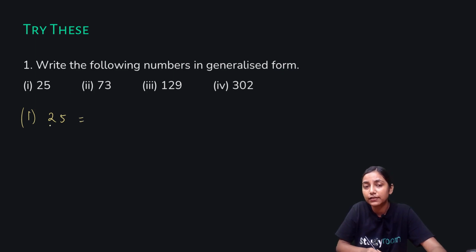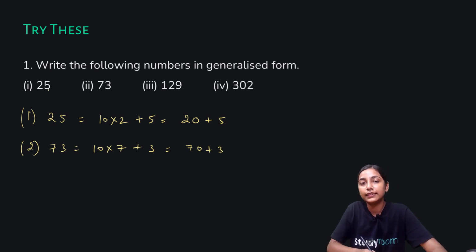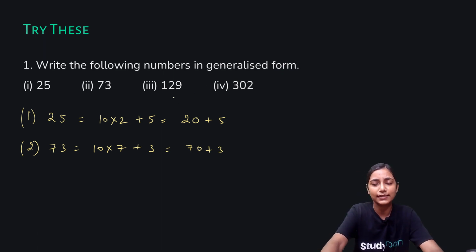Just like the previous slide, you will write it as 10 into 2 plus 1 into 5, or directly 5. That is, you can also write it as 20 plus 5. You know 20 plus 5 gives us 25. Similarly for 73, you can write it as 10 into 7 plus 1 into 3, or 3. That is 70 plus 3. Now I have written these two-digit numbers for you. Now try the same for these three-digit numbers. It's very easy.